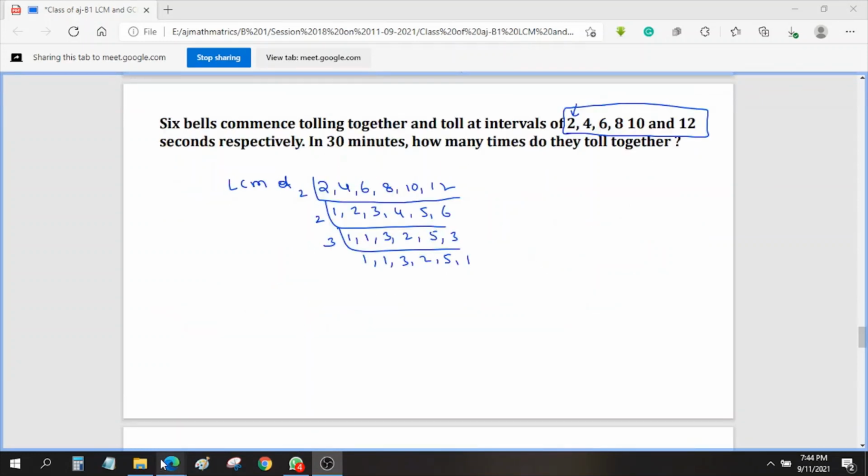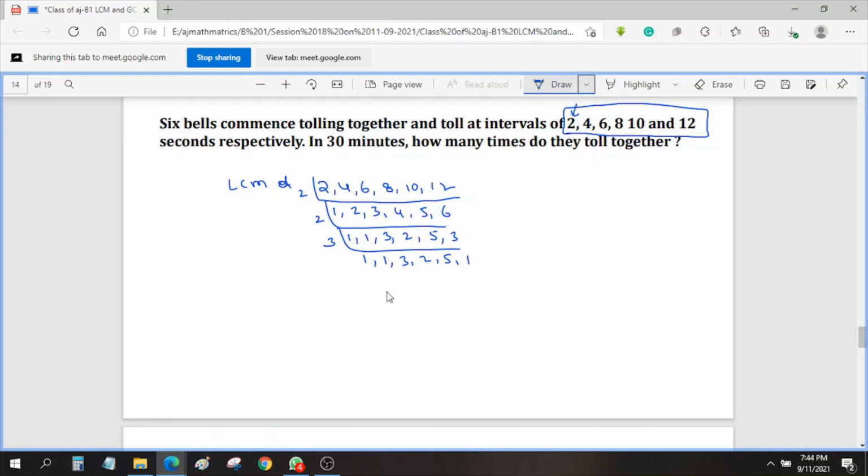So I'm just finding the common multiple of all these. Okay, done. Nothing common here. So 2 fives are 10, 10 threes are 30, 30 twos are 60, 60 twos are 120. Which means, for every 120 minutes, the bells will ring together.